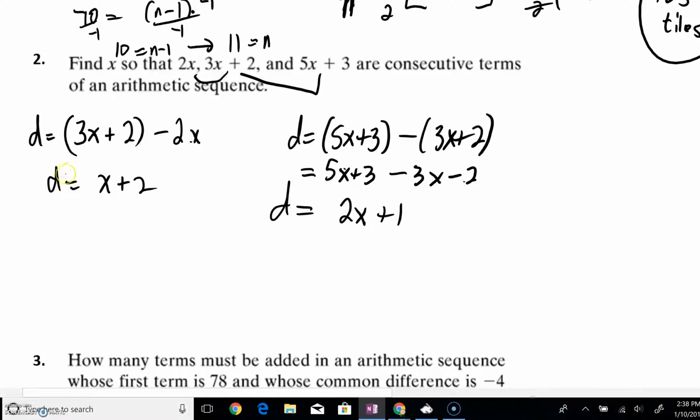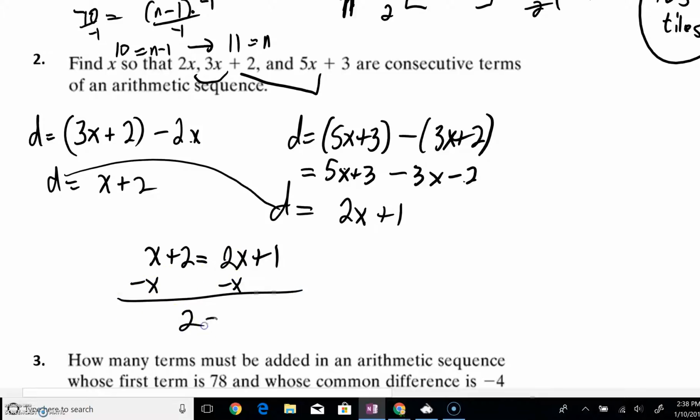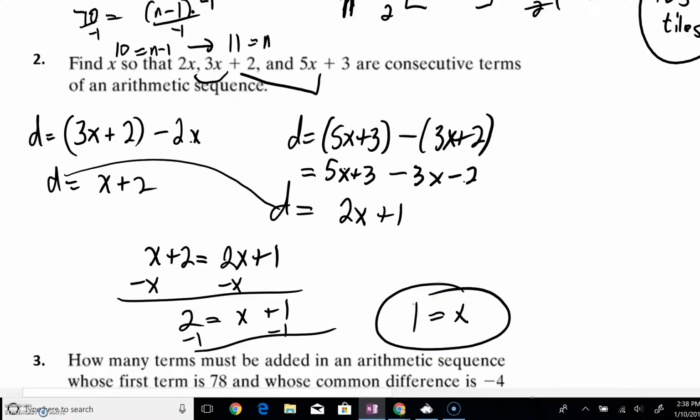Well, we know that these common differences must be equal. They must, in fact, be the same. So as we set this up, and if we subtract an x from both sides, and then if we very simply subtract a 1, we'll come up with x is equal to 1.